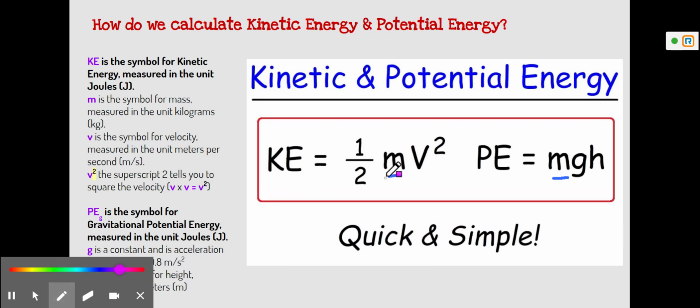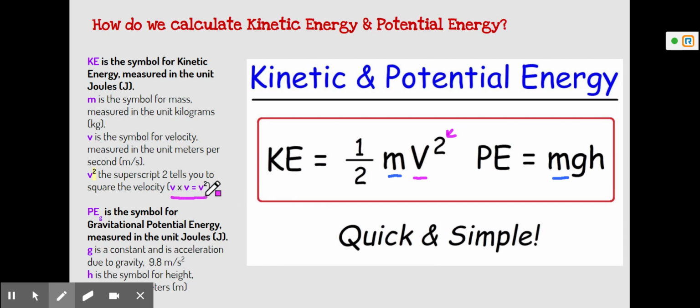V is the symbol for velocity or speed. Velocity is measured in the units meters per second. V to the second power, that's superscript 2, tells you to square the velocity. That means to multiply velocity by itself. V times v equals v squared.